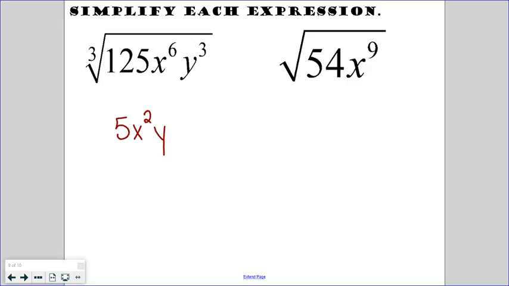On the next one, again, I think of the 54 just like I would have earlier. What was the biggest perfect square that you found that went into 54? 9. Thank you. Square root of 9 is 3. And then we think about the fact that it is a square root, so my root is 2. 2 goes into 9 4 times with a remainder of 1. Questions on that?